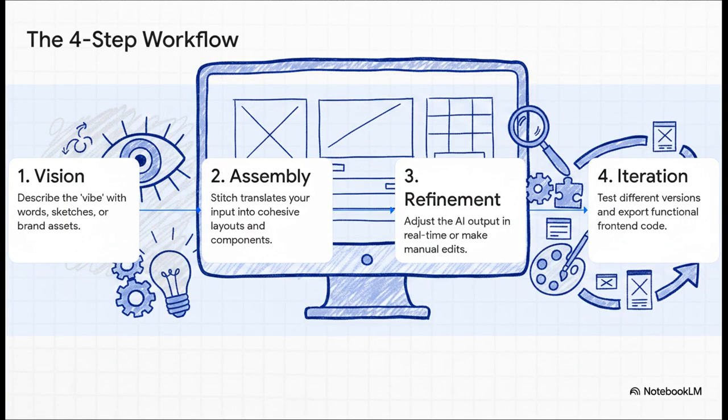It all kicks off with your abstract vision. Then the AI, Stitch, assembles a basic structure. And from there, you get into this awesome back-and-forth loop of refining and iterating. Let's break down each one.